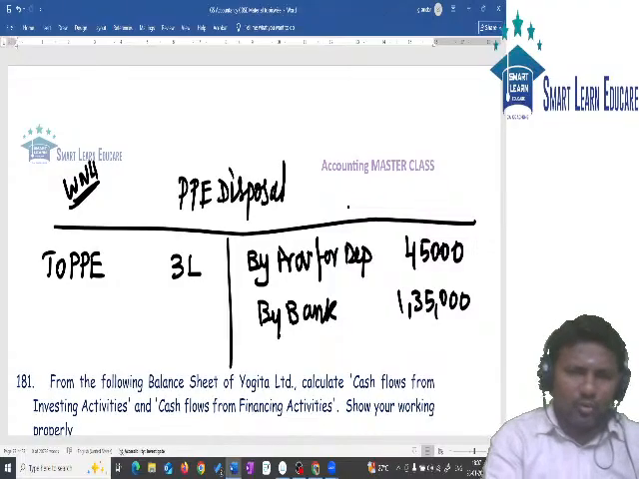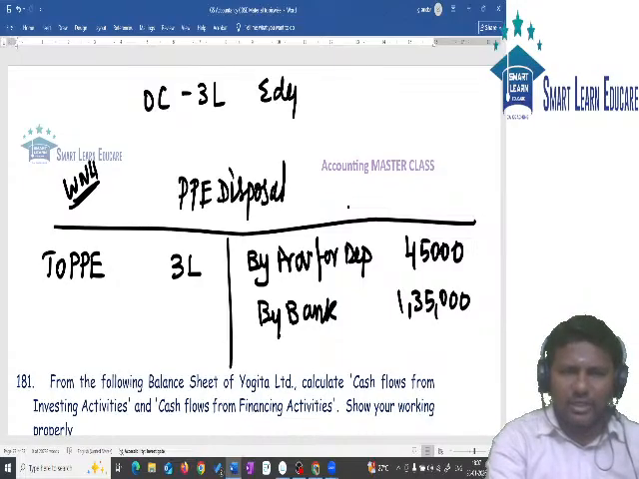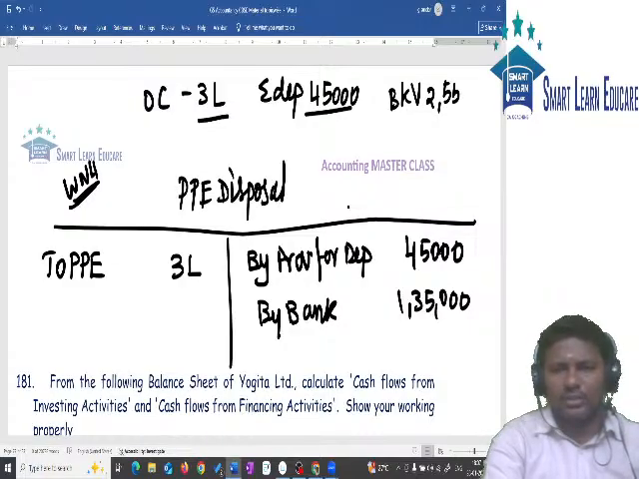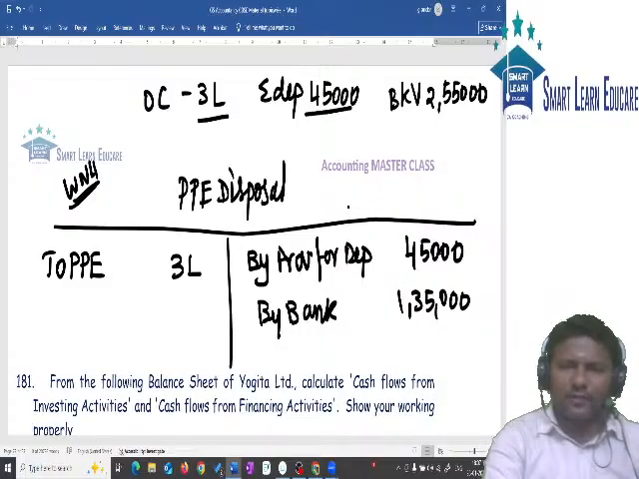The asset's original cost is 3 lakh. And what is the accumulated depreciation? Total depreciation is 45,000. Meaning, what is the book value of the asset sold? 3 lakh original cost minus 45,000 accumulated depreciation gives a book value of 2 lakh and 55,000. For how much is this asset sold? What is the sale value? 1 lakh and 35,000 is the sale value.